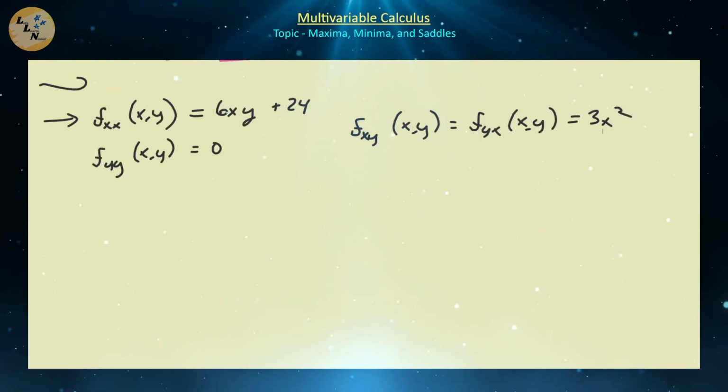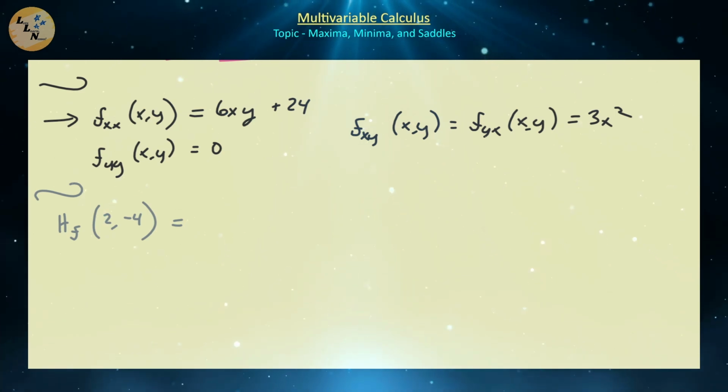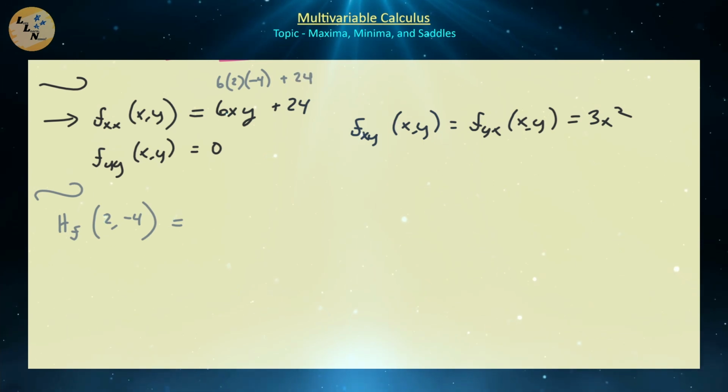Once you have your second order partials, then we can evaluate them at our critical point. So the Hessian matrix evaluated at f for our critical point (2, -4) is going to be equal to what? So if we plug in (2, -4) to this, what will we get? So we have 6 times 2 times minus 4 plus 24. So that's 6 times 2 is 12, and 12 times minus 4 is going to be equal to, let's see, that'll come out to minus 24.